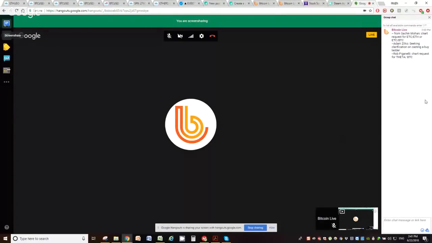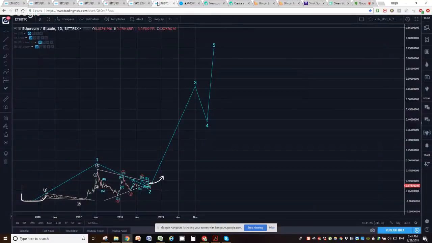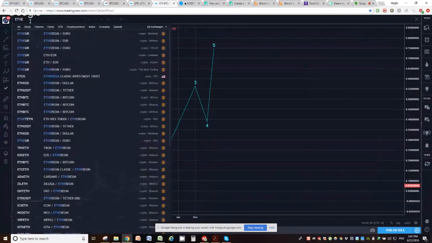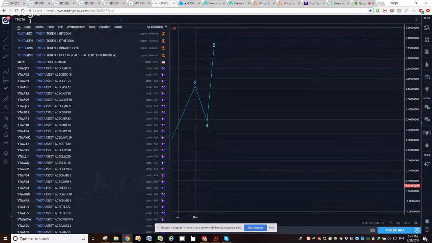Theta, signal barriers of fear. Theta BTC, okay. I don't think that's on TradingView. Yes, okay.